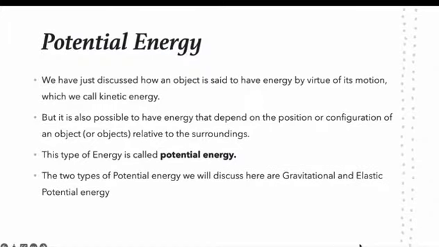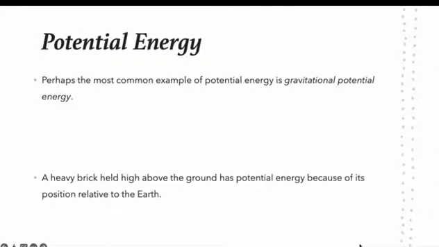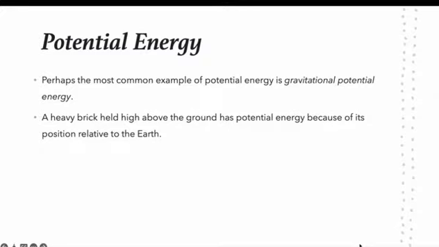Now in this video we're going to be talking about two types of potential energy, which are gravitational potential energy and elastic potential energy. The most common example of potential energy is gravitational potential energy. Gravitational potential energy has to do with an object's position based on a reference point on Earth. For example, a heavy brick that you hold up high has potential energy because it is away from the floor. It is higher than the floor, so it has potential energy.